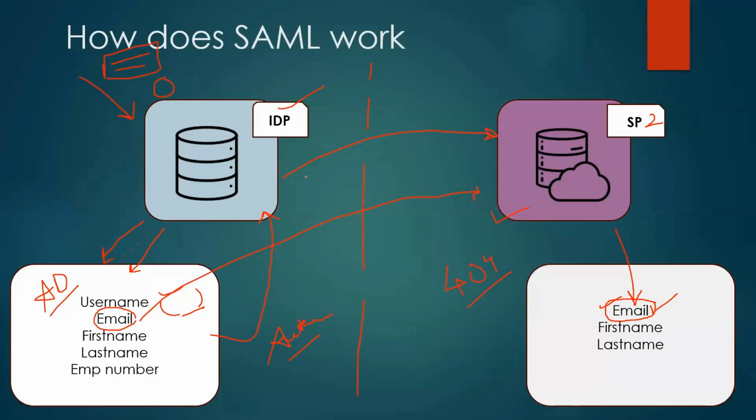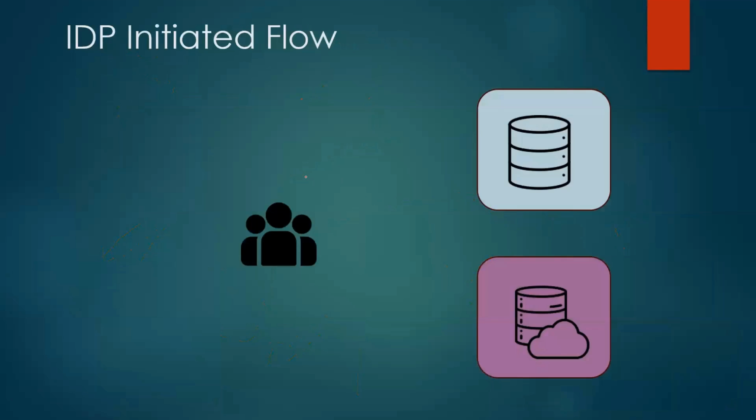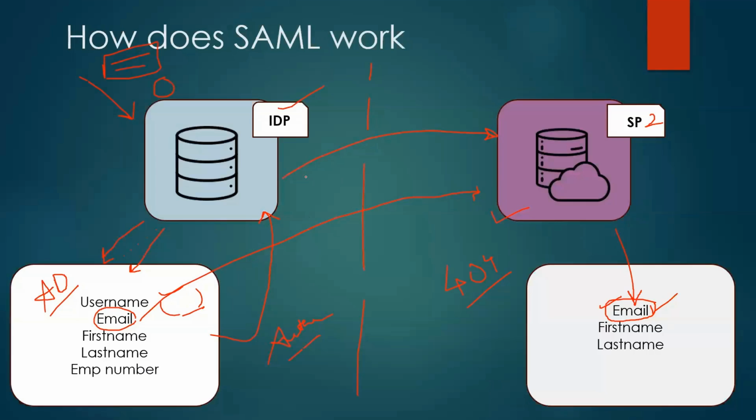Okay, so this is done. Now let's talk about how SAML works. This is how it works. SAML also has two types of flows. There are two ways.